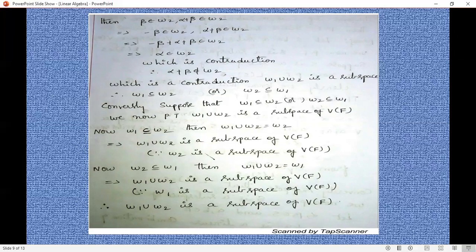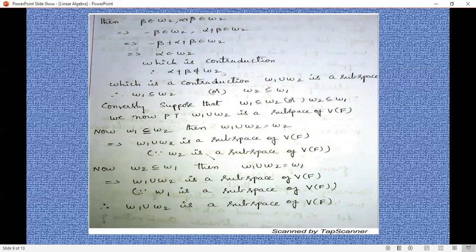Now we are taking one of the above statements, that is, W1 is contained in W2. That means W1 union W2 equals W2, because if the elements in W1 are contained in W2, then the union of all the elements is contained in W2. We already know that W2 is a subspace, which implies W1 union W2 is a subspace of V of F. Next we are taking the other one.